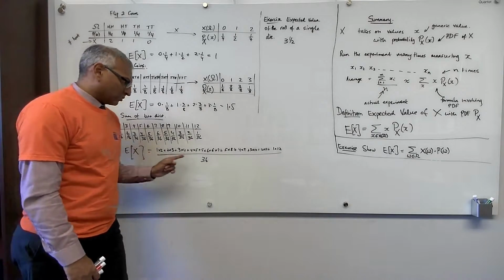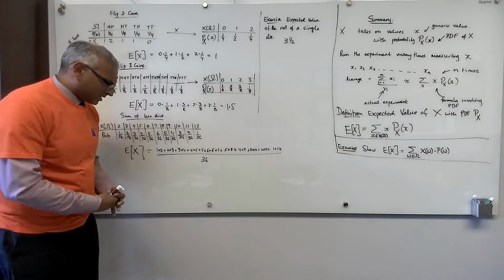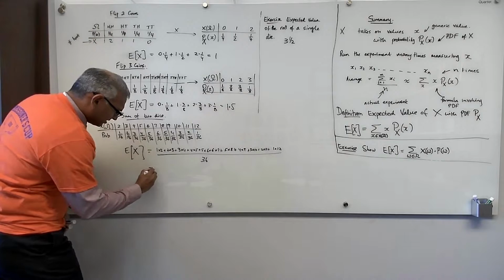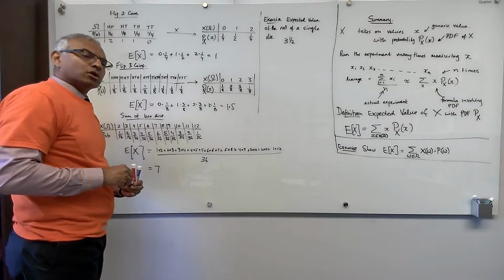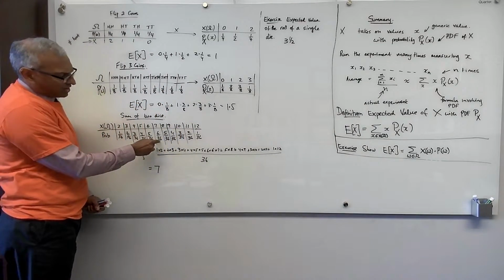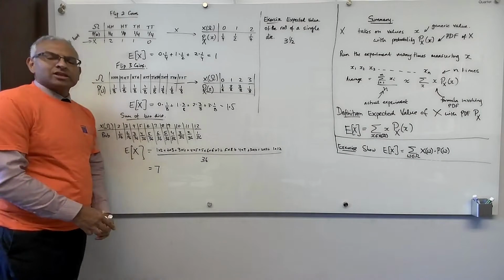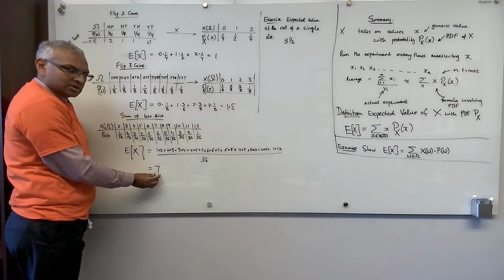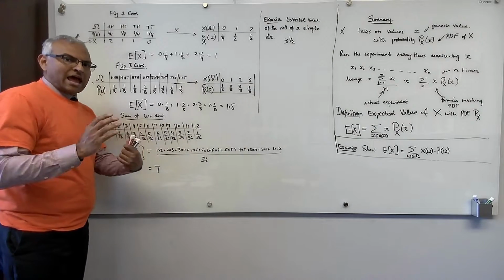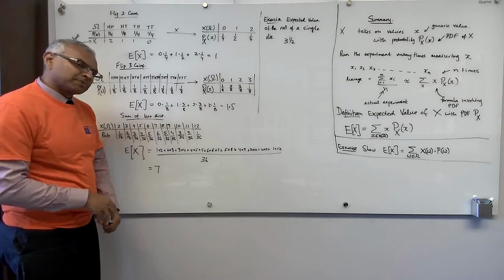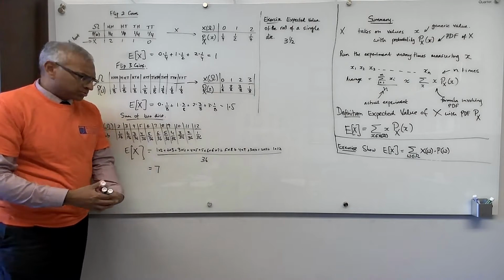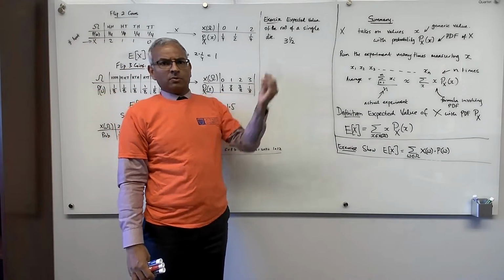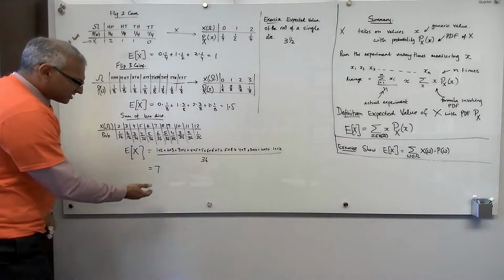Okay. And now when you go and do all this, do it in your head if you can. You are going to get that the expected value is 7. So when you roll a pair of dice, not only is the most likely value 7, but the expected value is also 7. So in this particular case, the expected value is one of the possible values and happens to be the most likely value. But what I really did this for was to show you that when we roll one die, the expected roll is 3.5. When we roll two dice, the expected roll is 7.